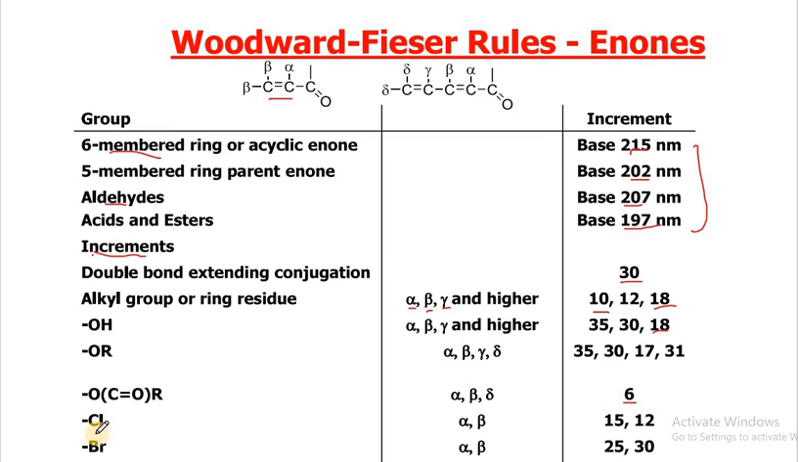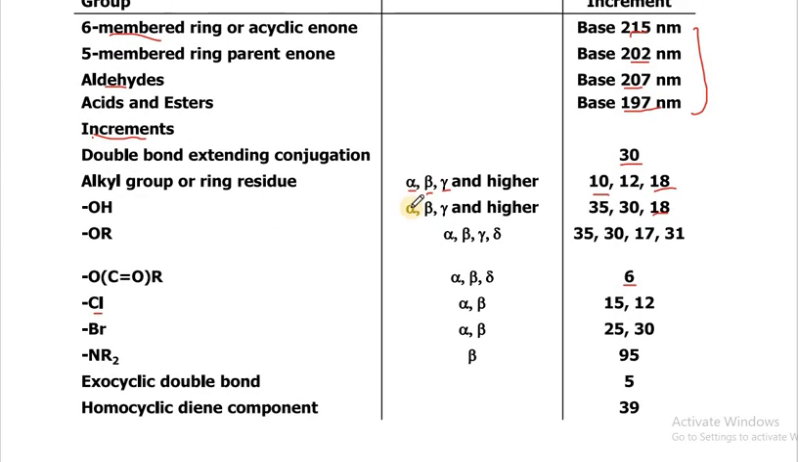And if it is chloro, if present at alpha, then 15. If at beta, then 12. So similarly for bromo, alpha and beta, alpha have 25 value and then for beta 30 nanometer. And similarly for NR2 group only at beta position, then 95 nanometers added. If it is present at alpha or gamma or higher value, then no value is added.